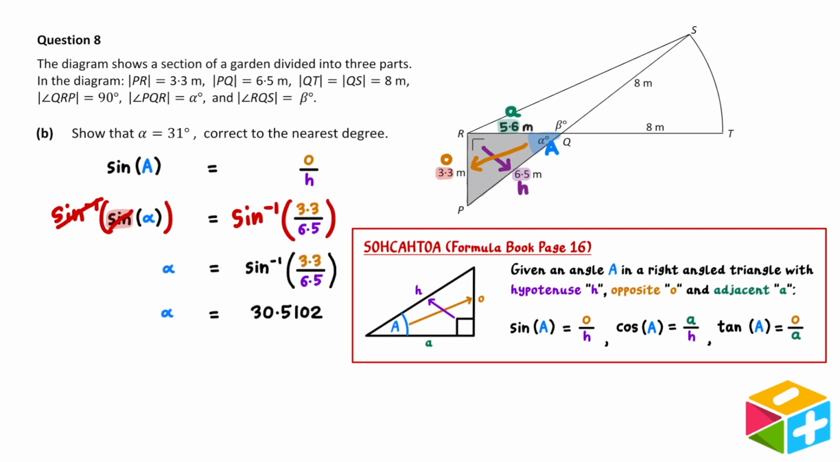Now, performing the calculation on the right-hand side gives us an answer of 30.5102. We are asked to present our answer correct to the nearest degree, so rounding this off, we get alpha is equal to 31 degrees.